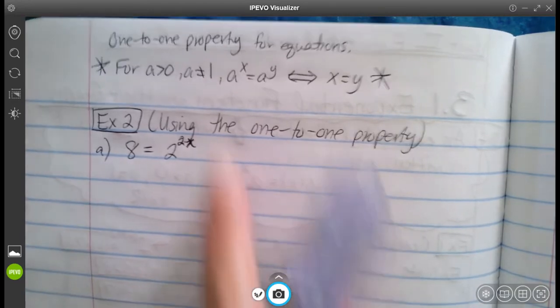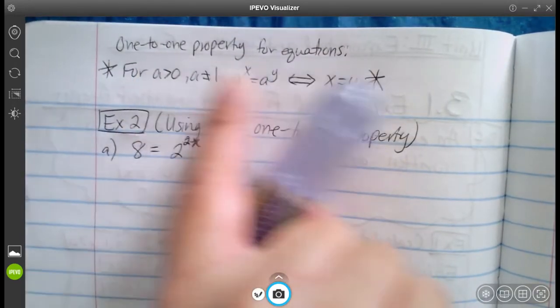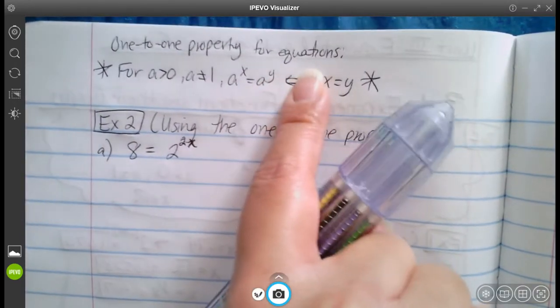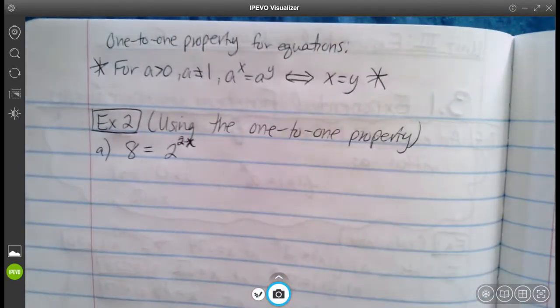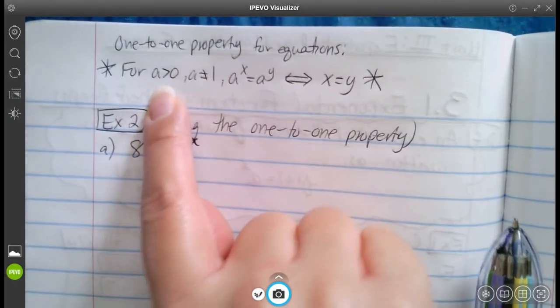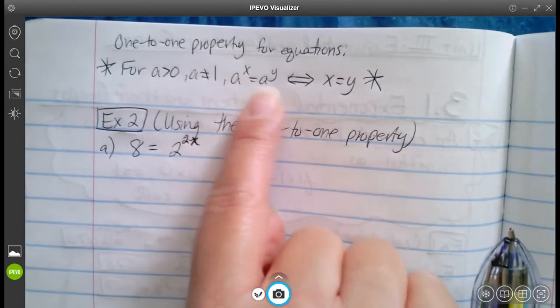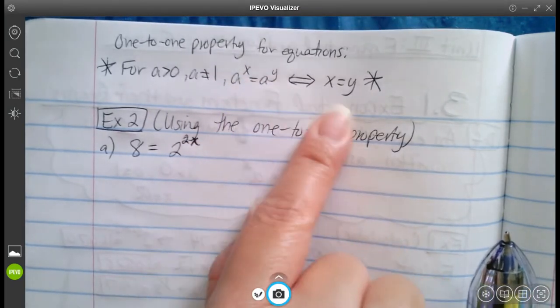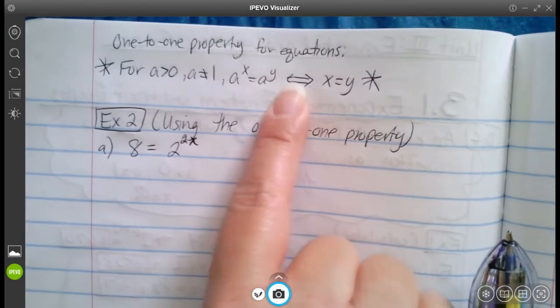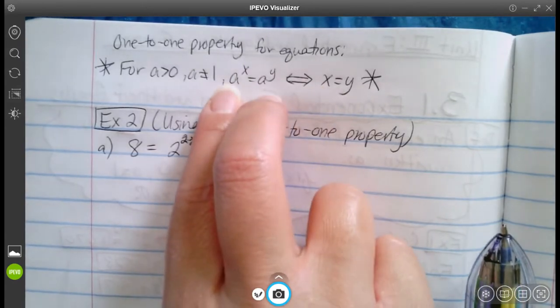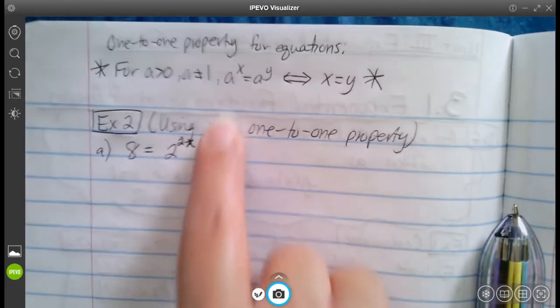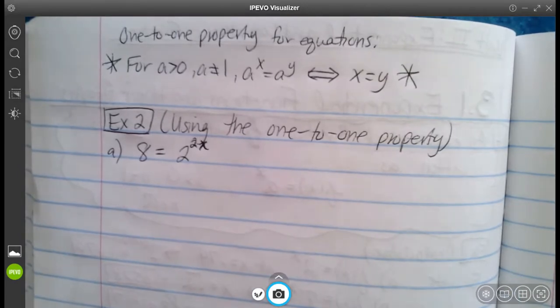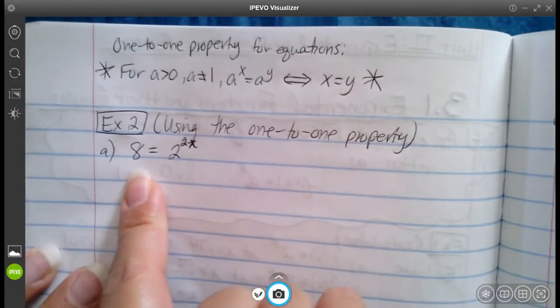Okay, so we have an example here that talks a little bit about that one-to-one property I just mentioned, and this is applicable to equations. Okay, so just like the graphs, a is greater than 0, not equal to 1. And if this is the case, that means that our powers have to be the same. Okay, so for that to happen, we have to make sure we have the same bases. And you might have seen this also in your Algebra 2 class in the past. Let's go ahead and jump straight into an example.